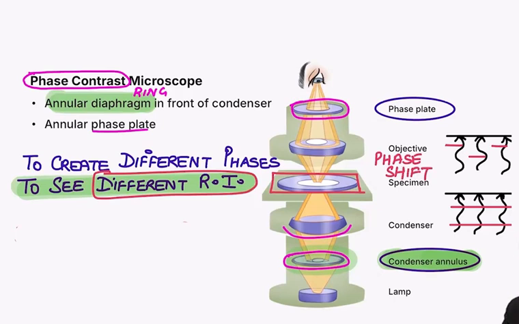And now I know the reason. The reason for this phase shift is because this specimen over here, this cell had different parts, different organelles, different structures. So they had different refractive indices. They have split the light. They have changed the phase of that light.